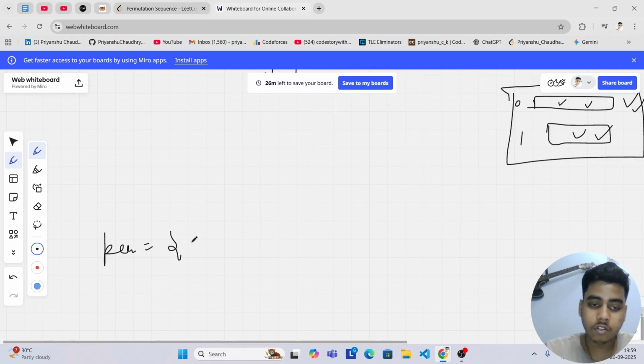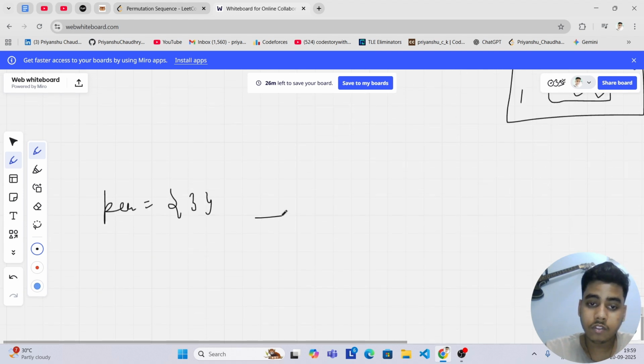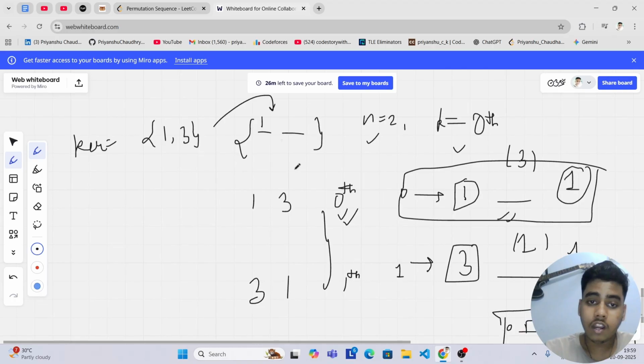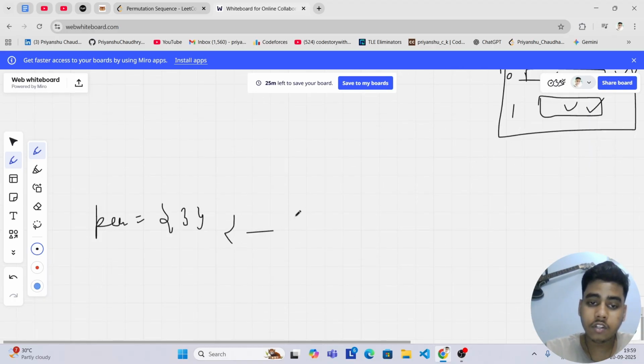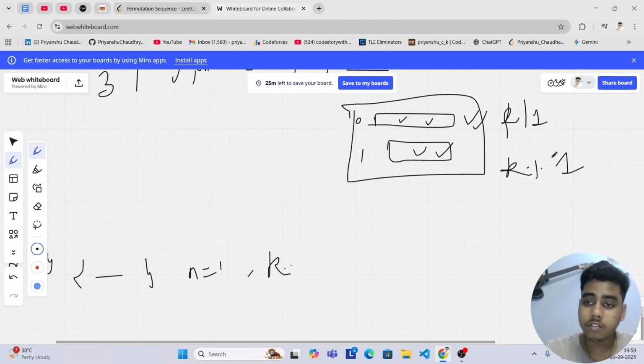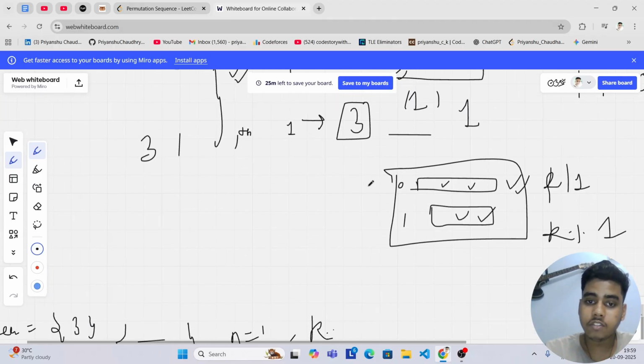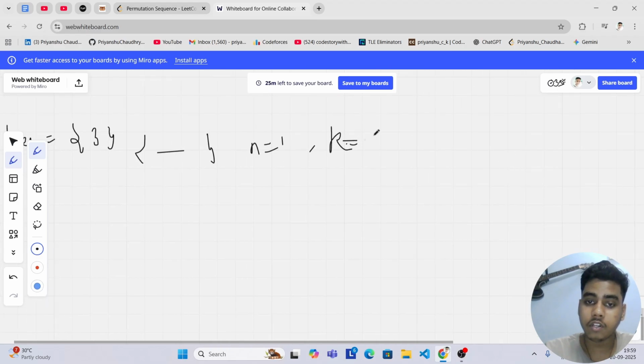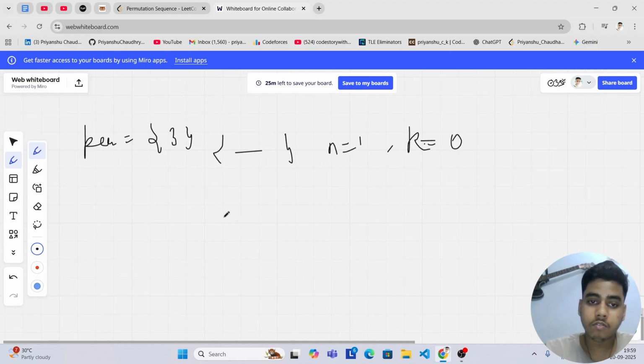And my problem is reduced to permutation is only left 3, and I have to only fill this one digit now. Here we can see n is 1, and which element I have to find inside this block? I have to find only the 0th element inside this block, 0th position element. So now my problem is reduced to this.